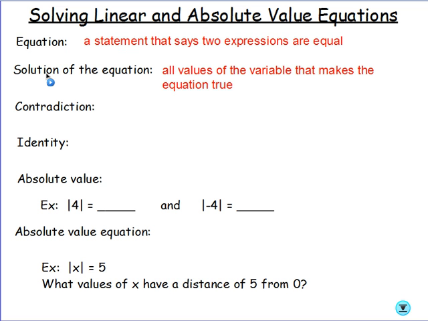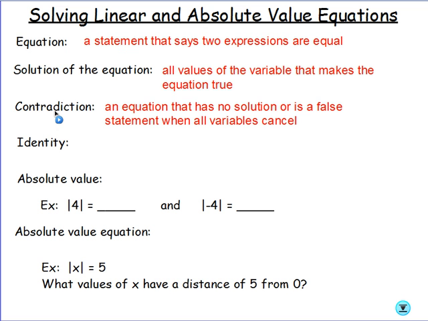Now, when you are solving, there are a few specialty cases that you're going to come across. The first one being a contradiction. A contradiction is an equation that has no solution or is a false statement when all of the variables cancel. What you're going to see when you get to these problems, your variables are going to disappear completely from the equation, and what you have left should be a false statement. It should not make sense to you.